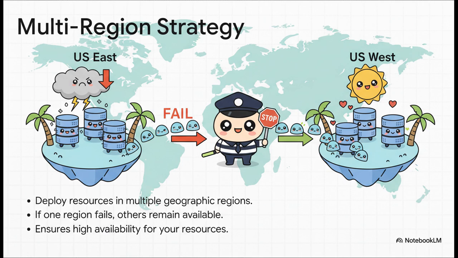Big organizations create basically identical setups in totally different parts of the world. That way, if the US East region fails, all the traffic can be automatically rerouted to, say, the US West region. And here's the magic part. For you, the user, nothing changes. The app just keeps working. It's all about ensuring high availability and fault tolerance.